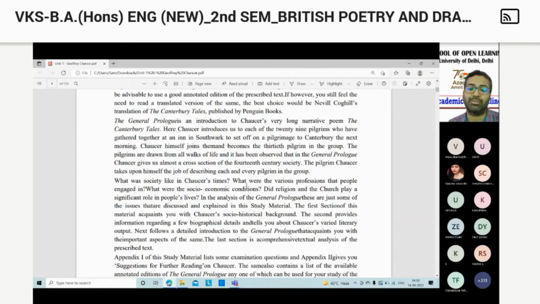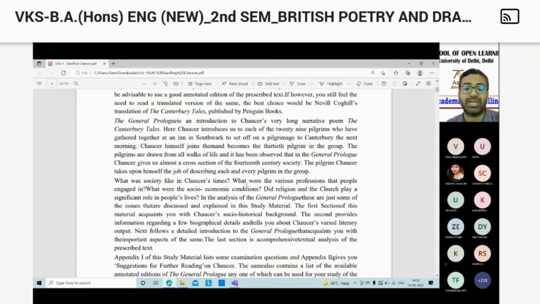The pilgrim Chaucer takes upon himself the job of describing each and every pilgrim in the group. In the general prologue, there is a description of each and every pilgrim. What he or she does in the society is described, and the importance of the existence is described. So basically, the general prologue to Canterbury Tales is a kind of commentary on the society existing during the 15th century. What did 15th century life look like was part of Chaucer's general prologue to Canterbury Tales.